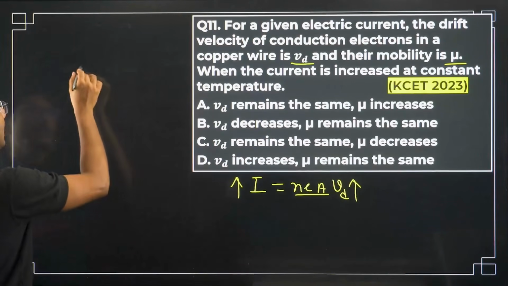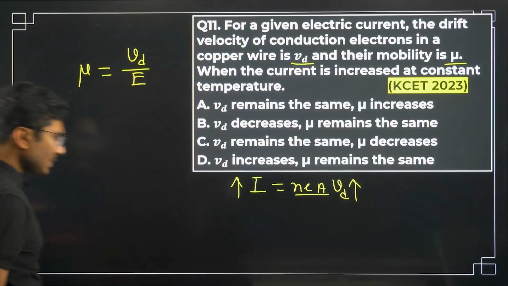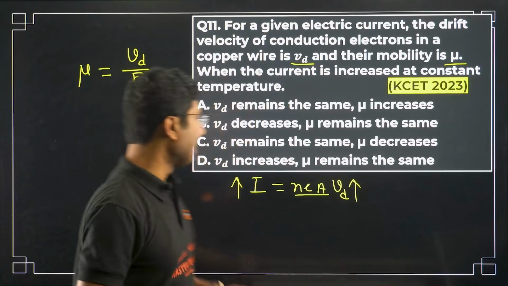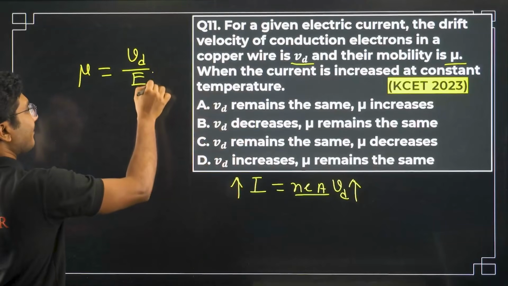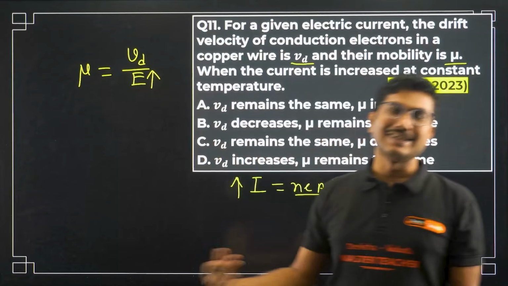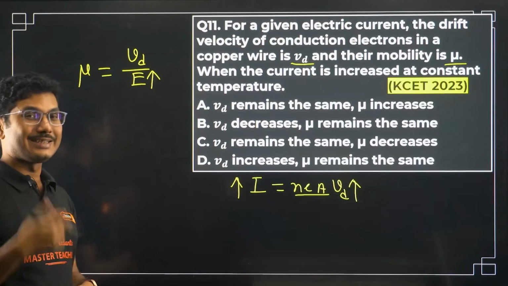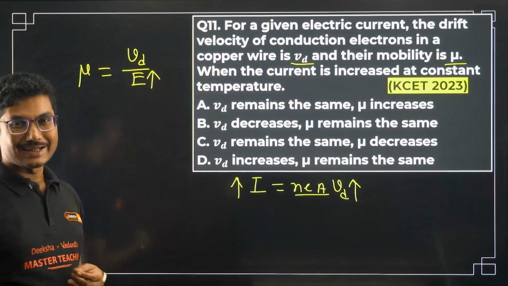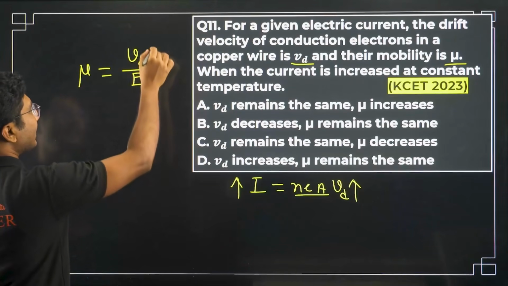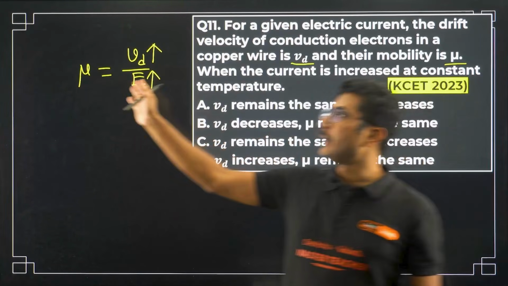But what is mobility? Mobility is drift velocity by electric field. Now if you increase current, the electric field will also increase. The only way to increase current is by increasing the electric field. Electric field and current are proportional. Remember, current density J is equal to sigma E. So the amount by which you increase the electric field, by the same amount the drift velocity will also increase. So mobility will remain unchanged.